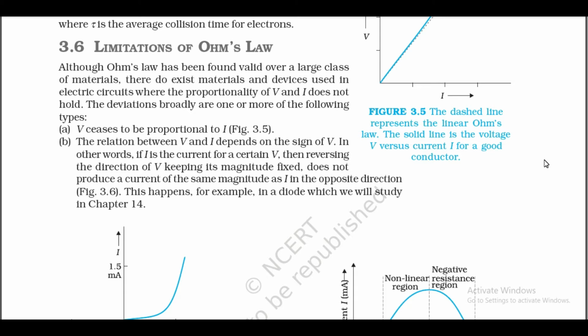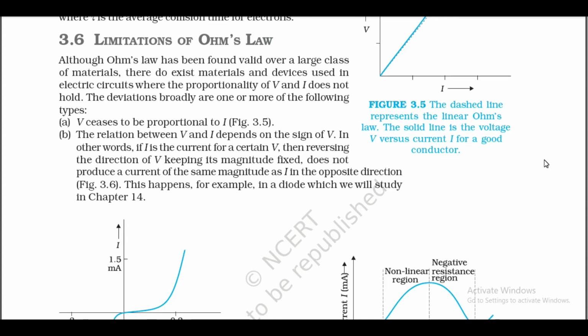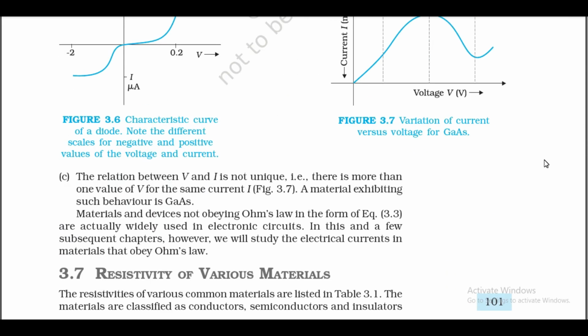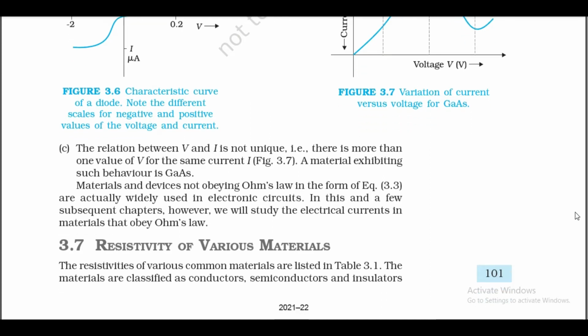Figure 3.6. This happens for example in a diode, which we will study in chapter 14. C. The relation between V and I is not unique, that is, there is more than one value of V for the same current I. A material exhibiting such behavior is GaAs. Materials and devices not obeying Ohm's law in the form of equation 3.3 are actually widely used in electronic circuits. In this and a few subsequent chapters, however, we will study the electrical currents in materials that obey Ohm's law.